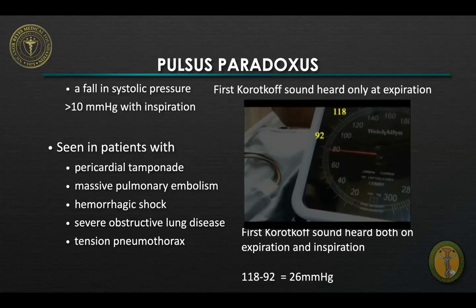Please take note of this next finding, pulsus paradoxus. This is a fall in the systolic blood pressure of more than 10 millimeters of mercury with inspiration. This can be seen in patients with pericardial tamponade, massive pulmonary embolism, hemorrhagic shock, severe obstructive lung disease, and tension pneumothorax. Please watch the video.